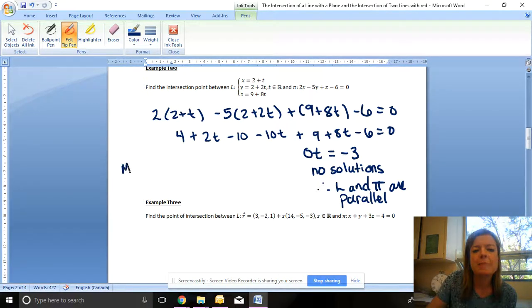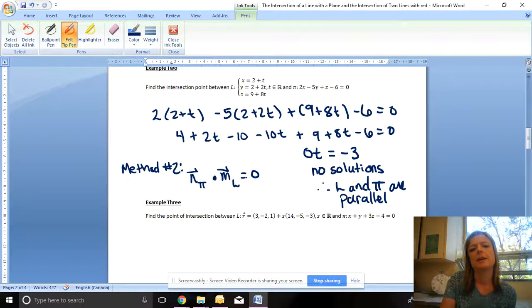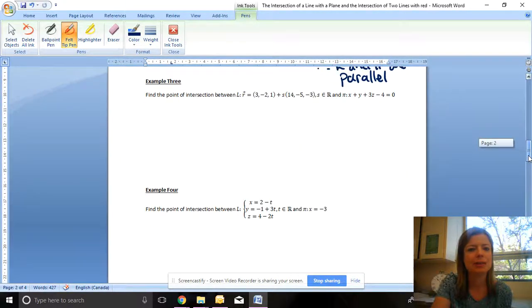Method number 2 of either proving or verifying this for those communication questions would be showing that the normal of the plane dotted with the direction vector of the line equals 0. That would mean that the normal of the plane is perpendicular to the direction vector of the line, which means that the line and the plane are parallel. So that's a fun little added understanding for your old noggins.